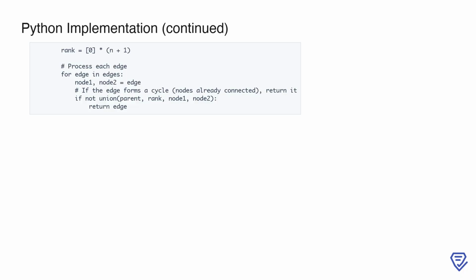Now, we iterate through each edge in the edges list. For every edge, we extract the two nodes it connects. Using the union function, we attempt to unite these nodes. If the union function returns false, it means the edge forms a cycle because the nodes are already connected. In this case, we immediately return the current edge as the redundant connection. This approach ensures that we identify the first edge that closes a cycle, adhering to the problem's requirements. The algorithm operates efficiently, with the union find operations being nearly constant time due to path compression and rank optimization.